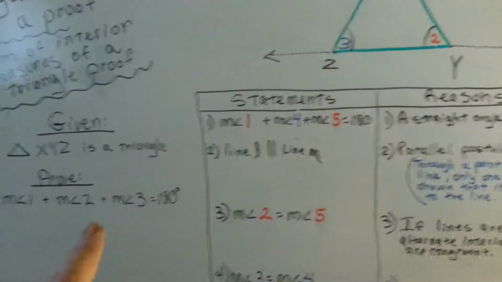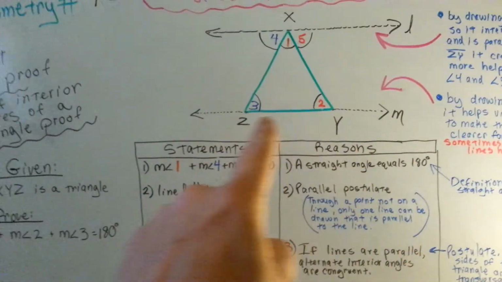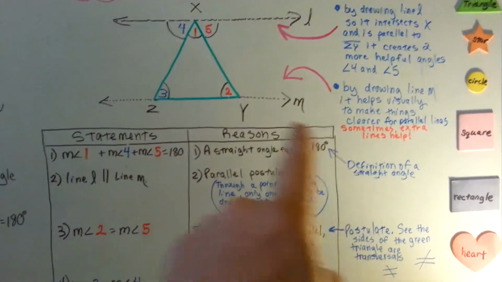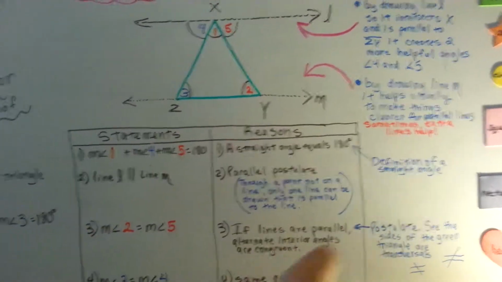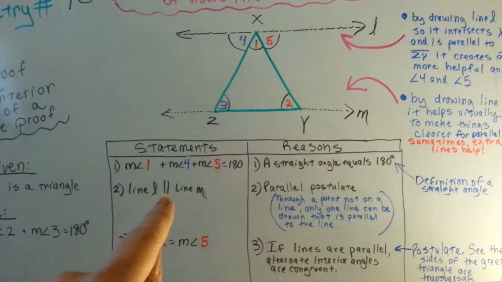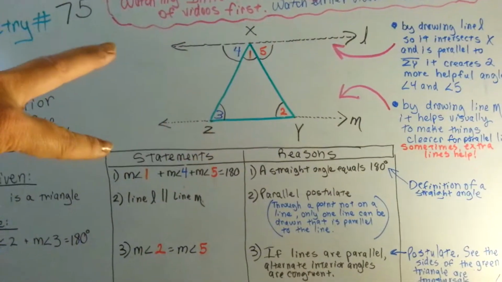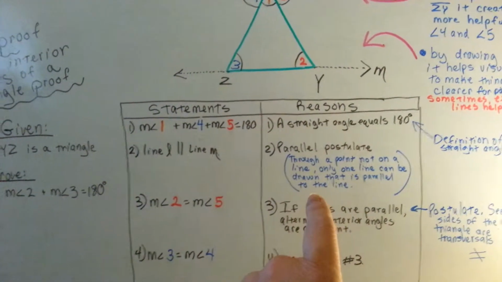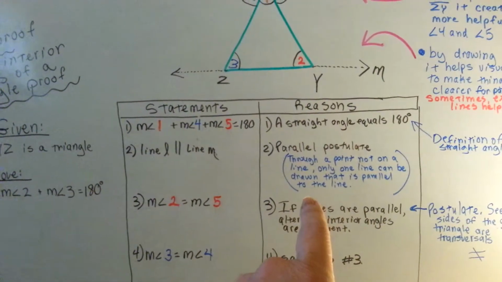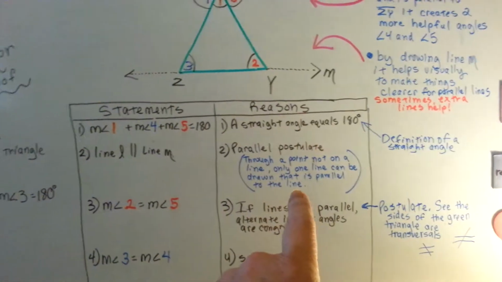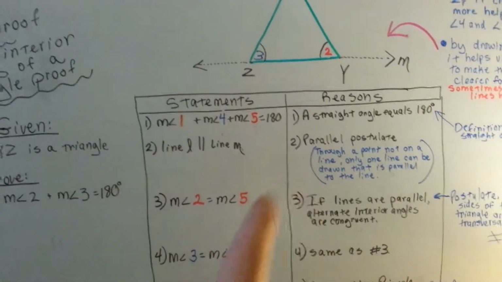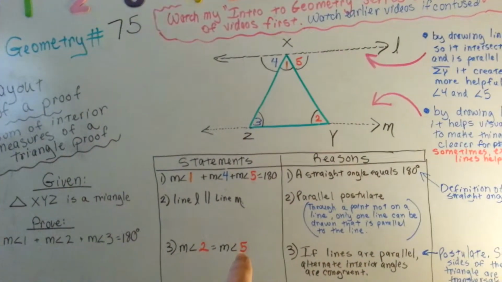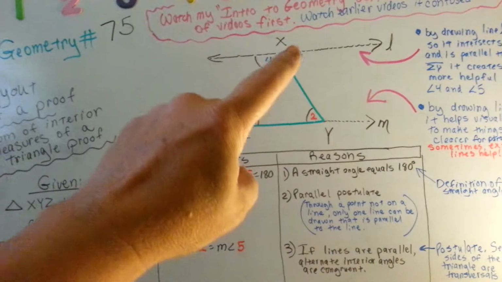The next thing we did was draw line M to help us. By drawing line M, it helps us visually make things clearer for parallel lines. Sometimes extra lines help. So line L is parallel to line M, and our reason for that is the parallel postulate: through a point not on a line, only one line can be drawn that is parallel to that line. That's number 2. Because of that, we now know that the measure of angle 2 is equal to the measure of angle 5, the red ones.